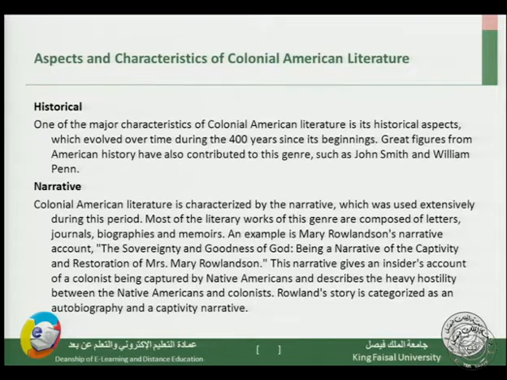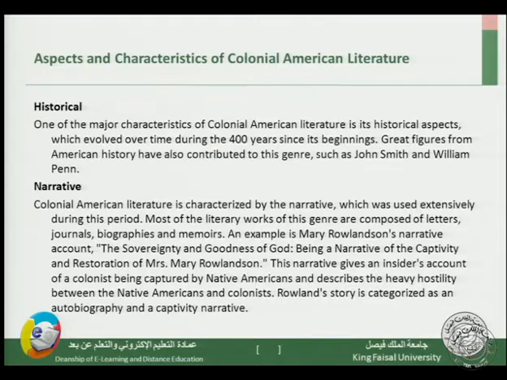We have Mary Rowlandson, with a narrative account in her work The Sovereignty and Goodness of God, being a narrative of the captivity and restoration of Mrs. Mary Rowlandson. This narrative gives an insider's account, a narrative tale, or sort of story, in which Mary Rowlandson herself tells about her own experience of being held captive by the Native Americans, who are called Red Indians.